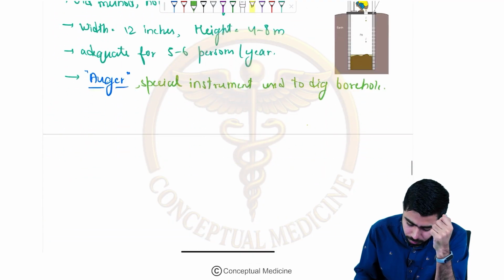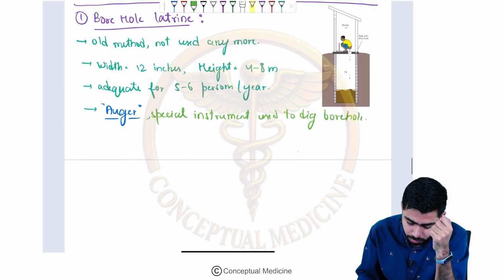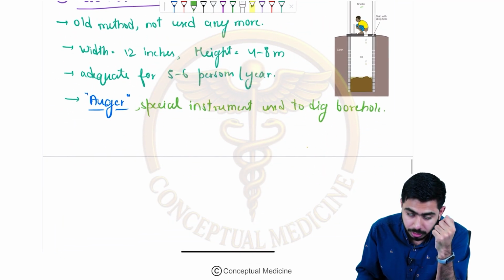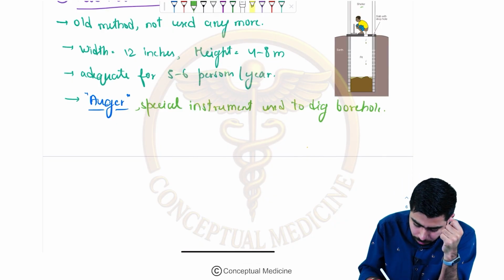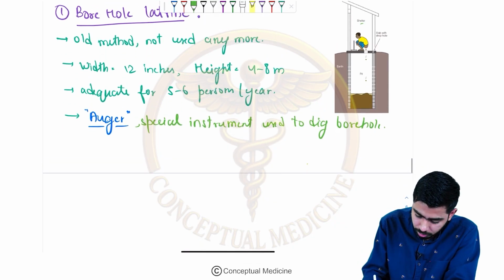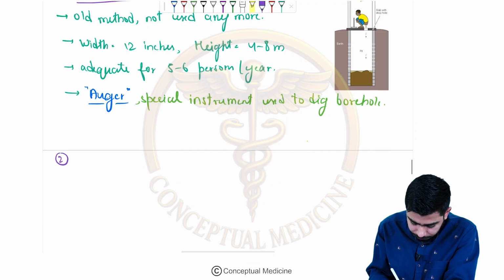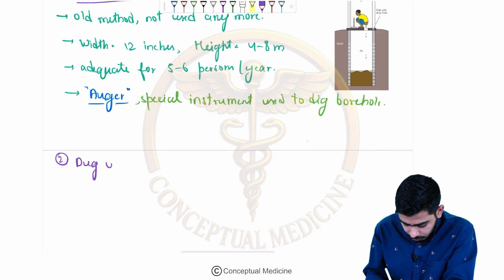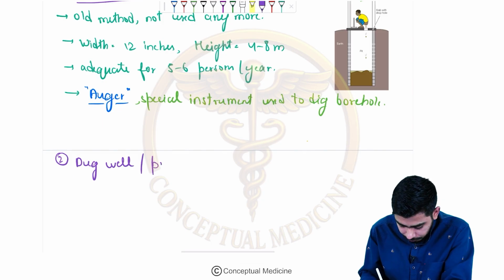Now we shall talk about one more method, the next one, that is the dug well or the pit latrine method. So the second method, let's talk about that now: dug well or pit latrine.